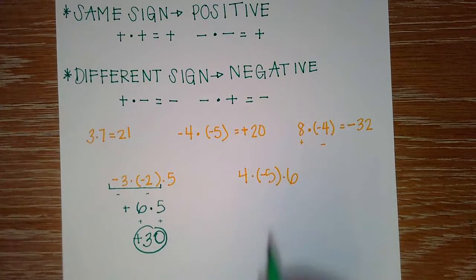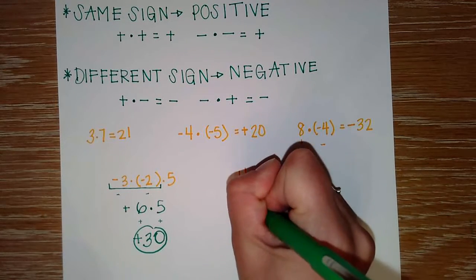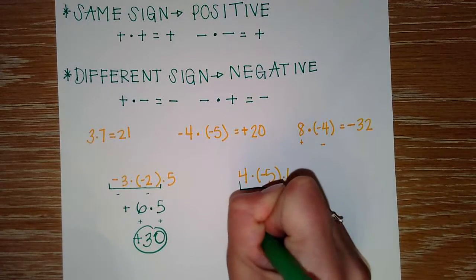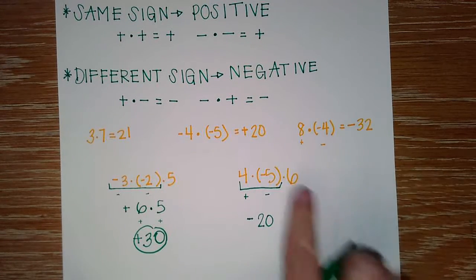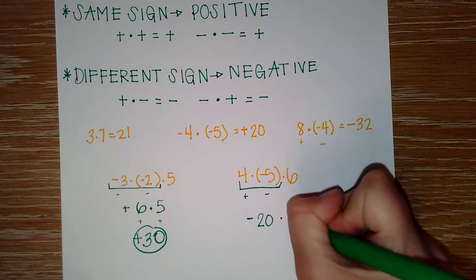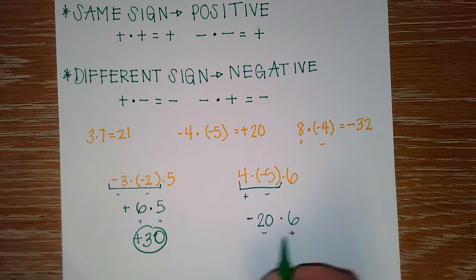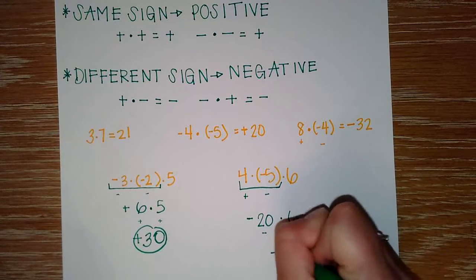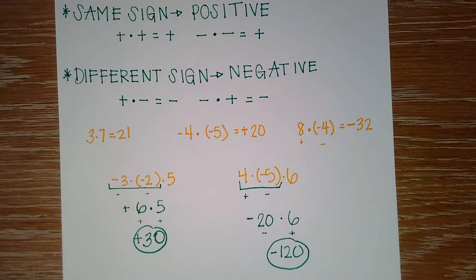Again, we're going to go ahead and chunk it. So we start here with 4 times negative 5. That's a positive and a negative. That means our product will be negative. 4 times 5 is 20. I bring down multiplication and my 6. Again, I've got a negative and a positive. Those are different signs, meaning my product will be negative. 20 times 6 is 120. Therefore, the product of my three-factor multiplication problem is negative 120.